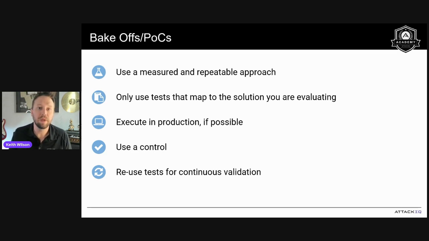So use a control. And then you can take these tests after you've selected the product and schedule them to run against the product. And now you've got your continuous security validation, right?